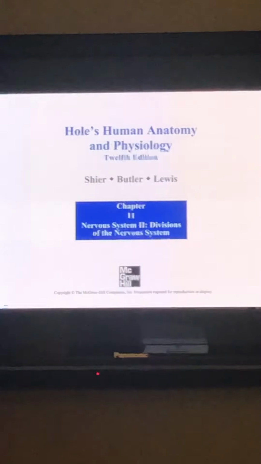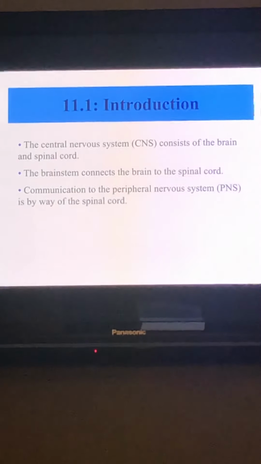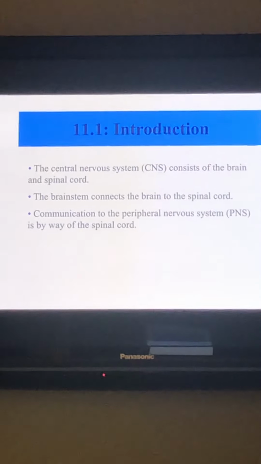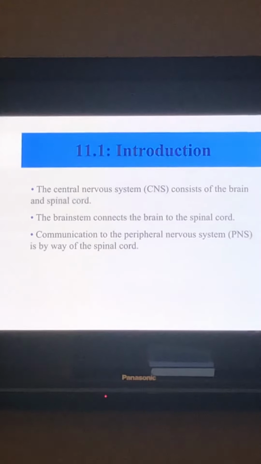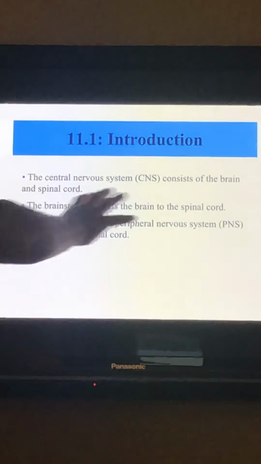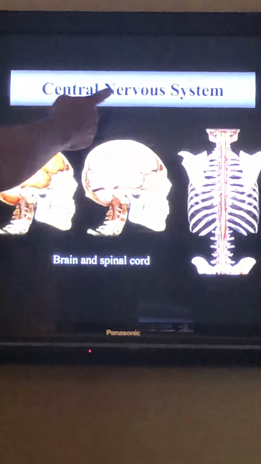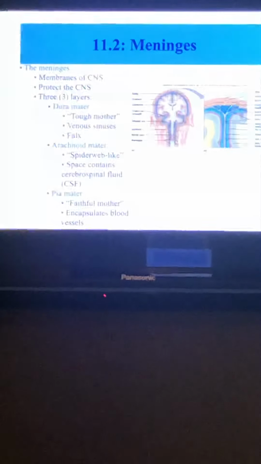Now, chapter 11. There's some points in here that are not covered on the chart. But the chart is going to summarize a lot of chapter 11. So I'm going to streamline this real quick. This starts out just going through the divisions of the nervous system, which we already did. Central nervous system, the brain and the cord. Well, we didn't talk about the meninges.